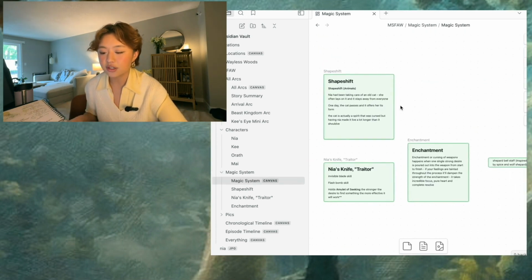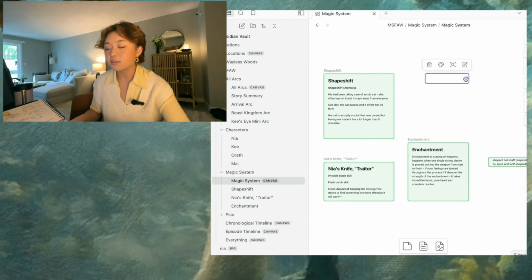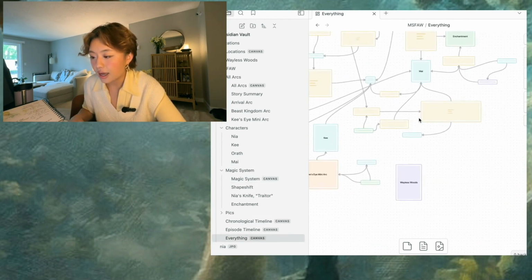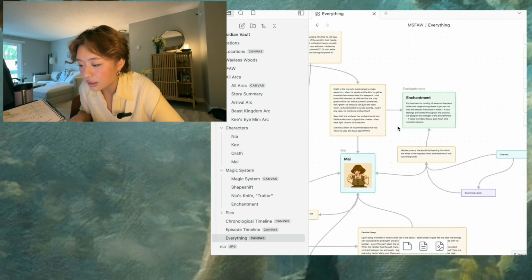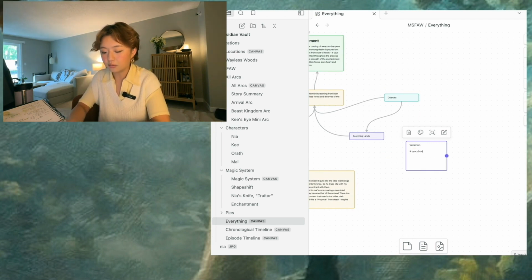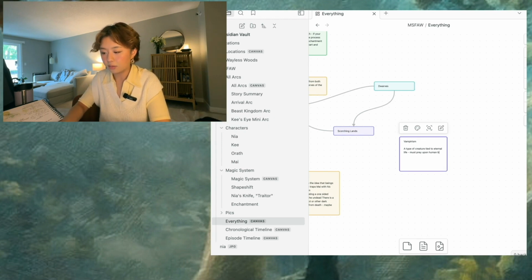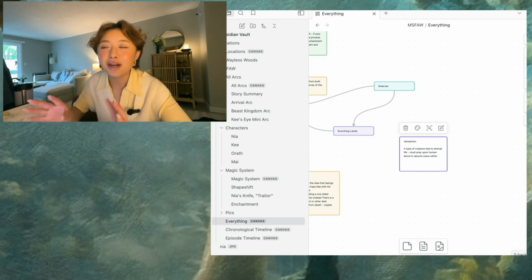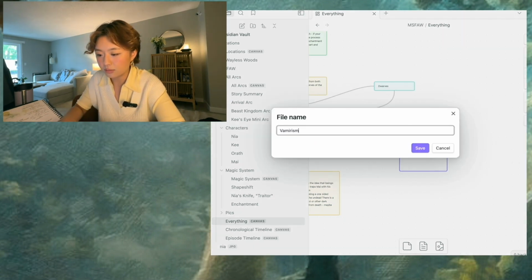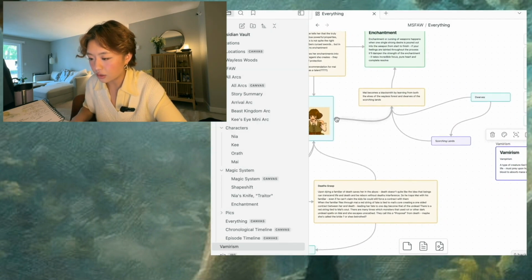So we're going to pop into our magic system canvas and we're going to add some notes about vampirism. Actually, we're going to do it a different way. We're going to go to our everything canvas, and within this canvas we're going to add vampirism. Type of creature tied to eternal life, must prey upon human blood to absorb mana within. Let's just say that is going to be our definition of vampire for now. And we're going to convert to file, vampirism, save, and this is connected to Mai.